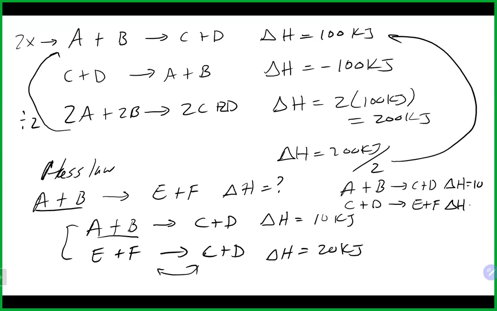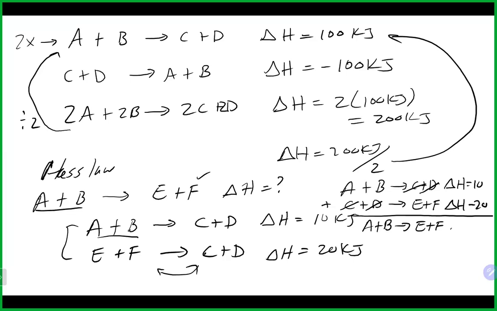And because I reversed it, it's now negative 20 kilojoules. Let's change the sign. If I add these together, anybody on opposite sides of the arrow that are the same will cancel. It's like subtracting to the other side. And then everybody on the left-hand side of the arrow stays there. Everybody on the right-hand side of the arrow stays there. And now I have built this reaction from the other two.